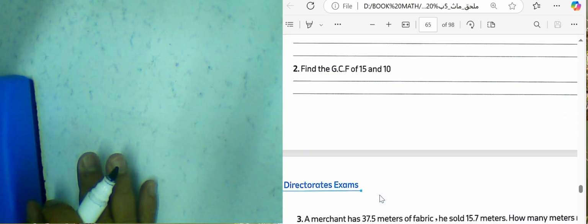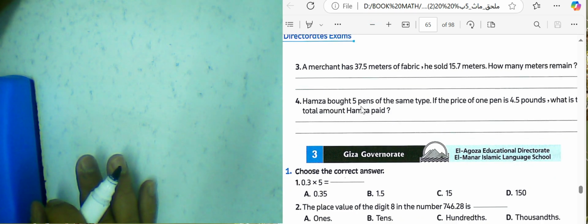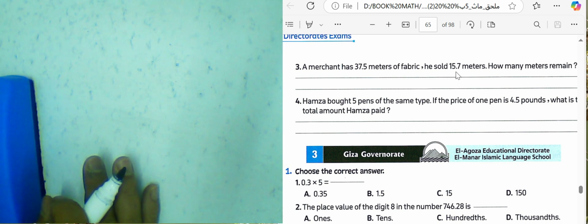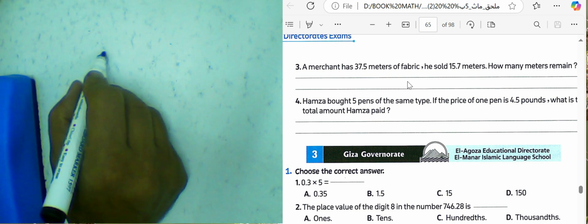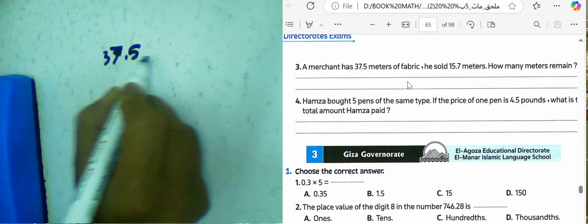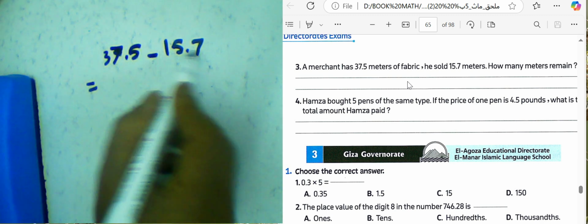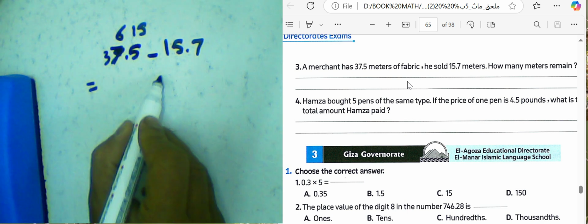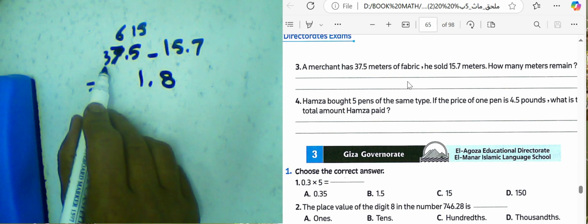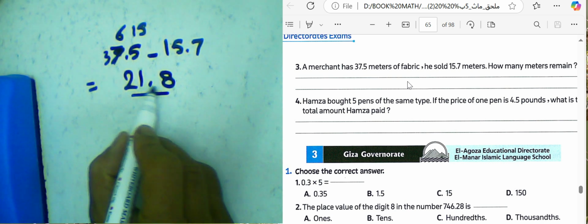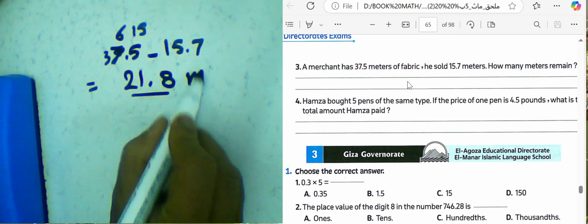Next question, number 3. A merchant has 37.5 meters of fabric. He sold 15.7 meters. How many meters remain? We can find the difference between them. Right, 37 and a half subtracted by 15.7. 5 minus 7, we can't do it, so 15 minus 7 will be 8. 6 minus 5 is 1, and 3 minus 1 equals 2. The result will be 21 and 8 tenths meters.